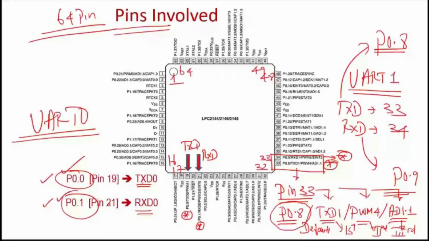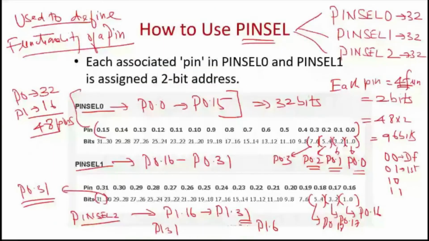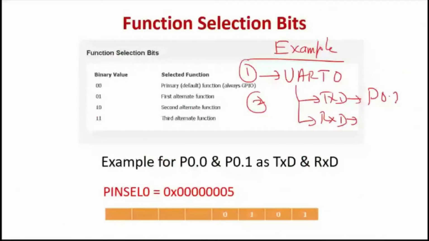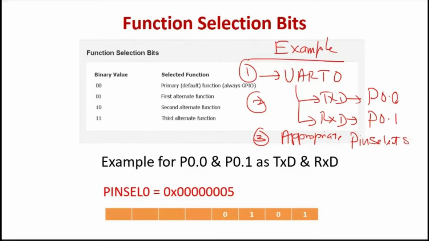So the transmit pin is port 0.0. The receive pin is port 0.1. So that I found out. That is the second thing. The third thing that I have to do is use the appropriate pin select SFR. Why the appropriate pin select SFR? We have 3 pin select SFRs. What are they? Pin select 0, pin select 1, and pin select 2.